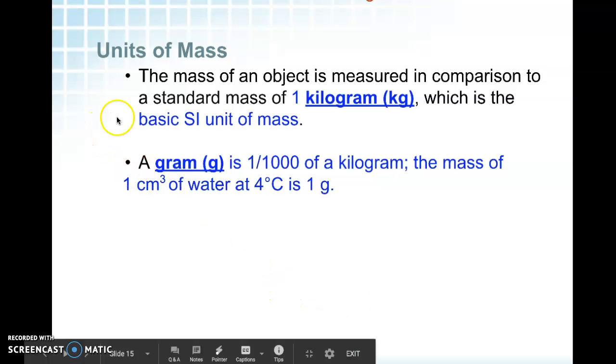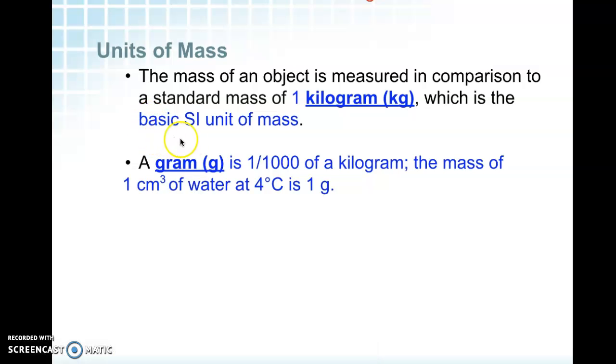All right, for units of mass, we have the kilogram. That's our basic SI unit of mass. We also use the gram a lot. A gram is 1,000th of a kilogram. It's also defined as the mass of 1 centimeter cubed of water at 4 degrees Celsius.